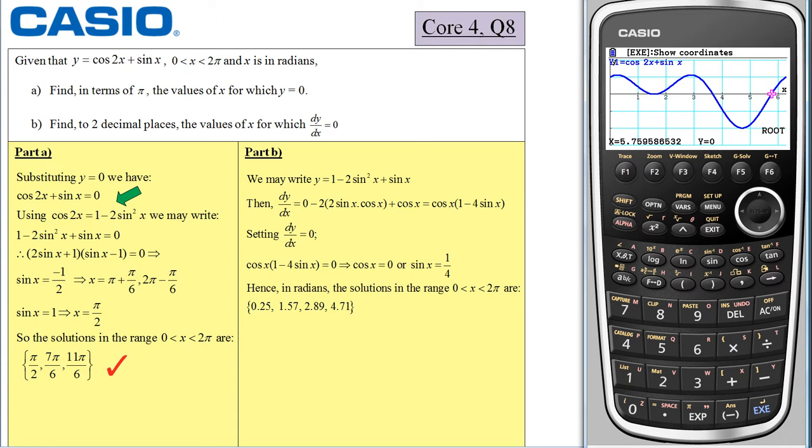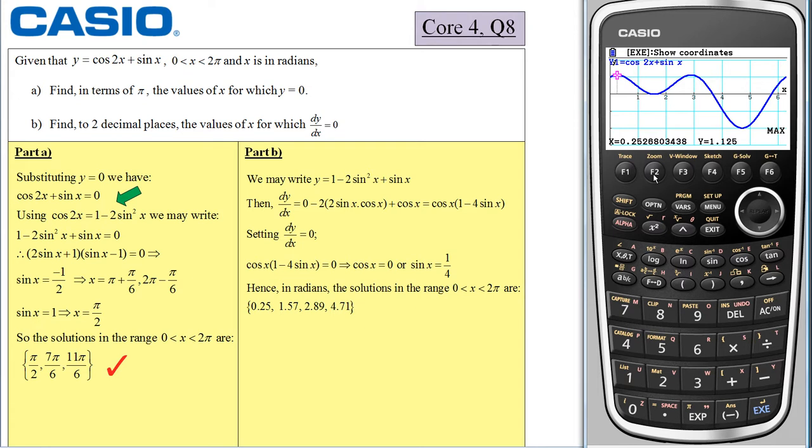Now in part B, we need to find, to two decimal places, the values of x for which dy by dx equals 0. Well, at stationary points, dy by dx equals 0, and so I can use G-solve to help me here. If I select F5 for G-solve, let's look at the minimum and the maximum. I'll start with the maximum, which is F2.